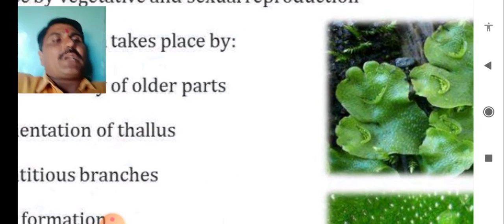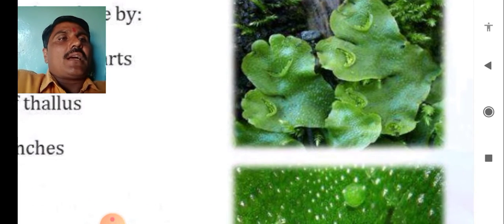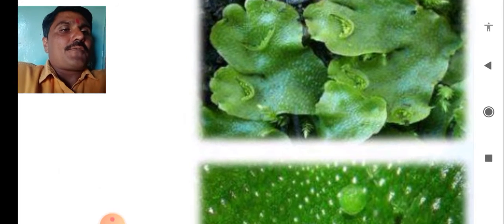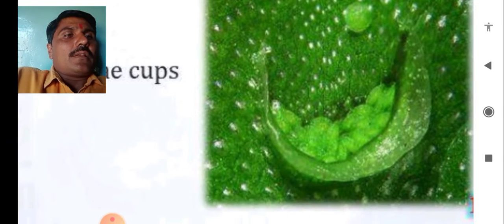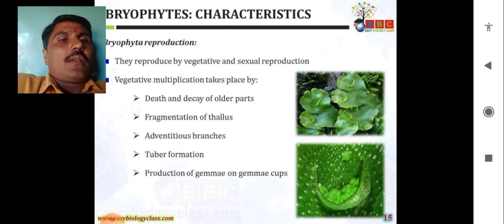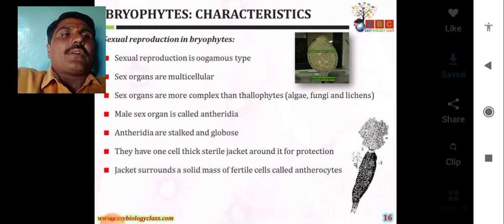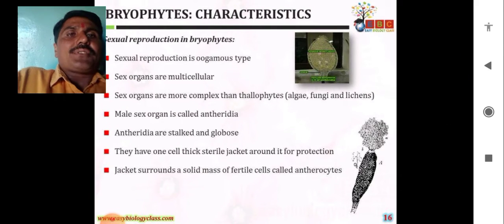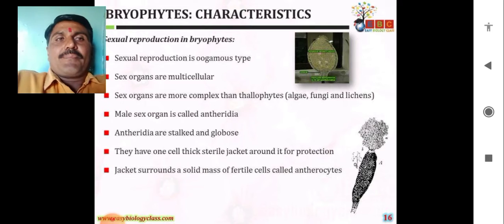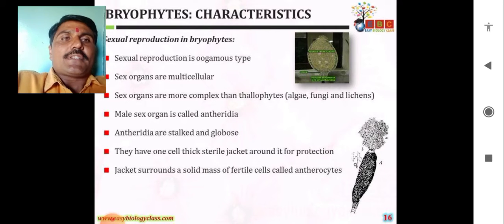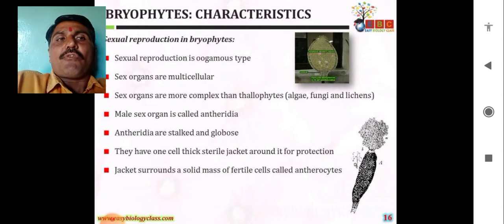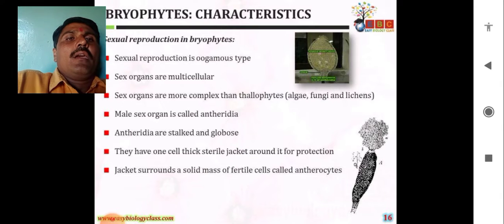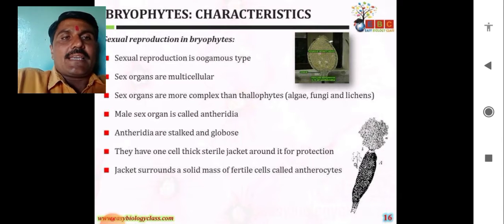Look at this plant. Well, I am zooming out this screen. You can see the Marchantia gametophyte. Well, this is the gemma cup which is present on the thallus. So, friends, what about reproduction in the bryophytes by the second method? It is sexual reproduction, by means of the formation of oogamous type. The sex organs are multicellular and more complex than in thallophytes like algae, fungi, and lichens.